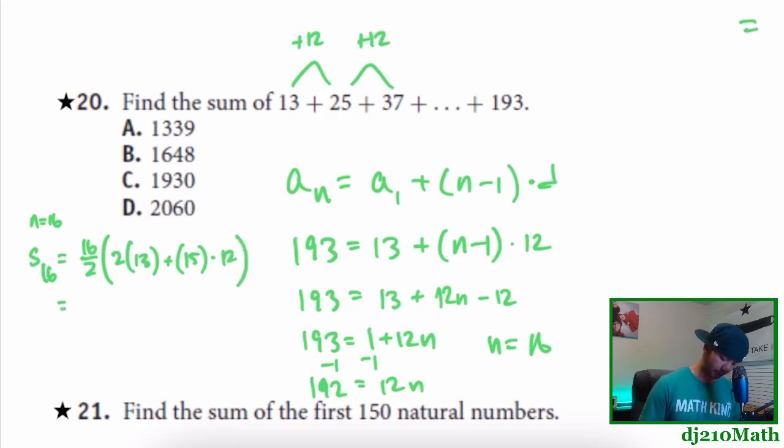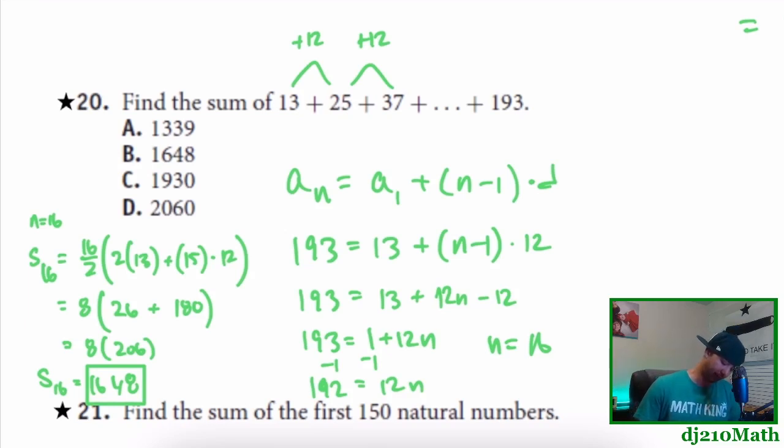All right, doing some math here. This is going to be 8. 2 times 13 is 26. 15 times 12. Well, we know that 16 times 12 is 192. So 15 times 12 would be 180, which is equal to 206. 8 times 206. So the sum of the first 16 is going to be 8 times 6 is 48. Carry the 4. 1648.